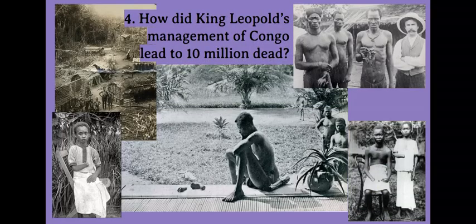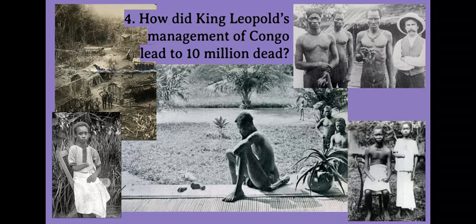The last question is, how did Leopold's management of the Congo lead to the death of 10 million people? The soldiers in organizations like the Force Publique were given bullets to enforce the rubber tax. However, to prove that they hadn't wasted bullets on hunting, or even worse, prove that they had not been saving bullets for a mutiny, they were required to submit proof for each kill. The proof was shown in the form of the severed right hand of the victim.